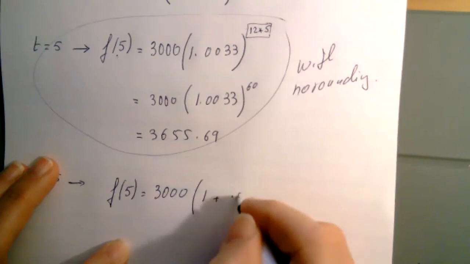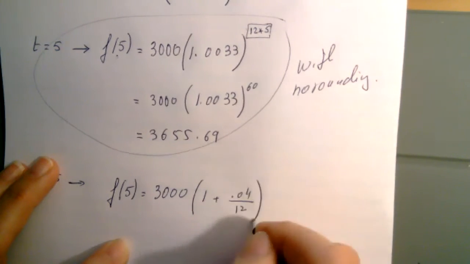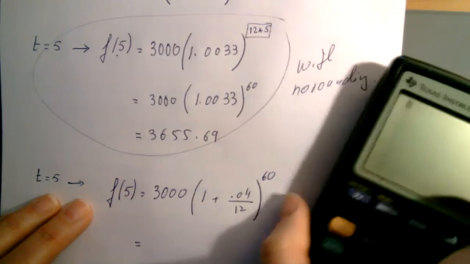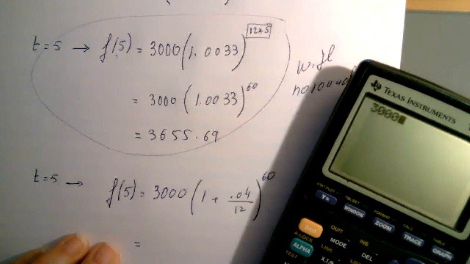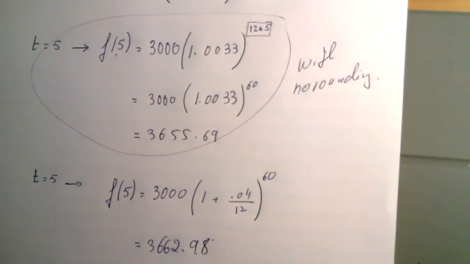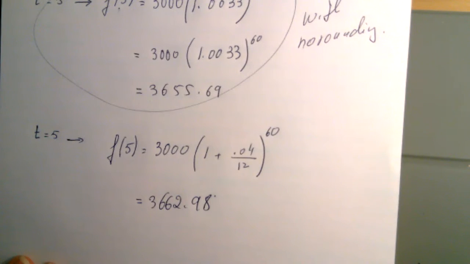So I'm going to do that again without any rounding, to the power 60. Again, 3,000 times 1 plus 0.04 divided by 12, to the power 60. And now I'm getting 3,662.98. Okay? Now the daily one, I will not round, so we can get as accurate as possible.